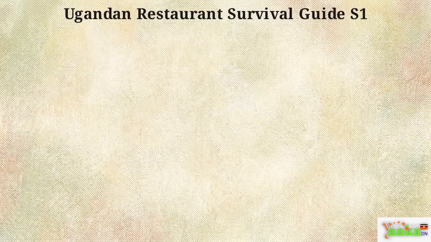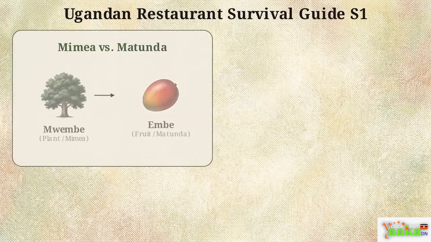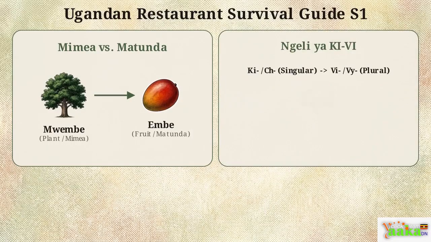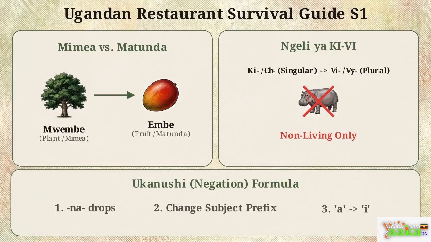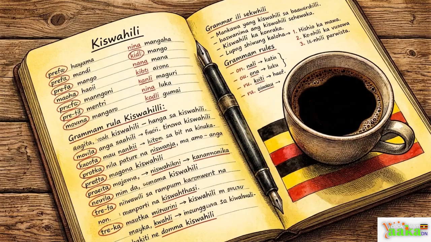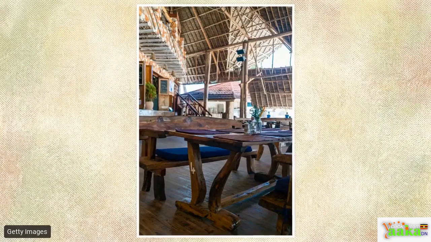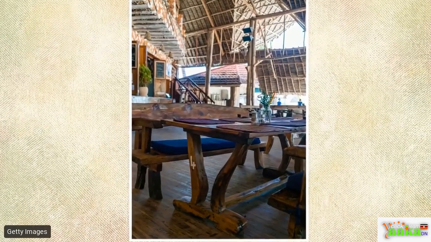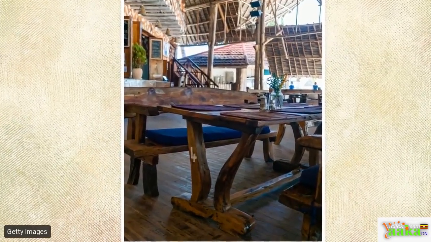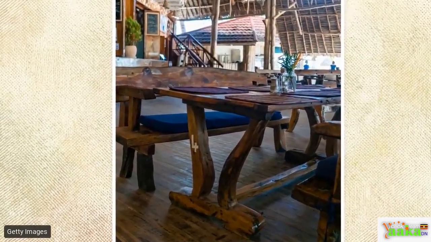Take a screenshot of this infographic. It summarizes our Ugandan restaurant survival guide. Remember the split. Keep your ki-vi plural rules locked to non-living objects. And memorize the formula to drop the na and end with i when negating the present tense. By locking down these specific vocabulary words and structural rules, you are fully equipped to order, locate, and correct your meals with confidence at any restaurant across East Africa.